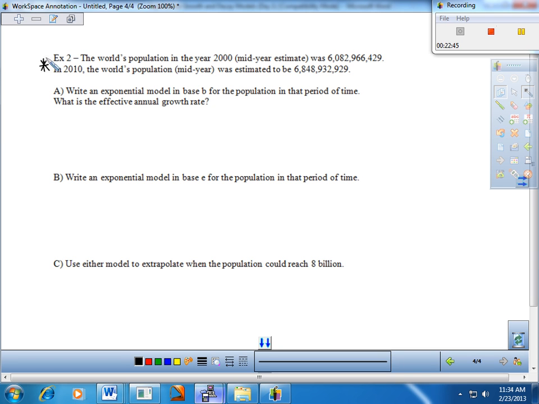So again, you do not have to write your own model in base e. What I would ask us to do is, after we work with a problem in base b, can you at least think about the algebraic connection to base e? Well, let's give it a try.